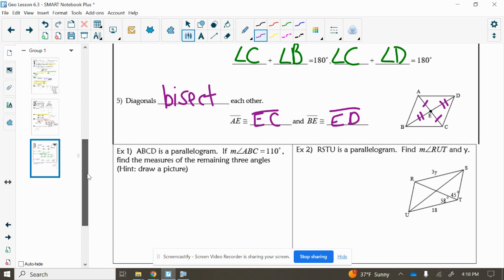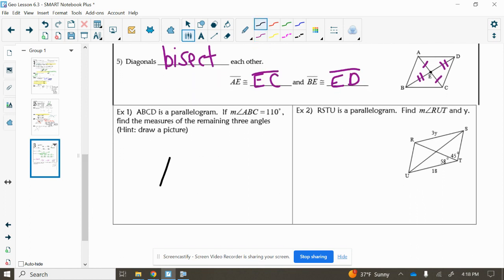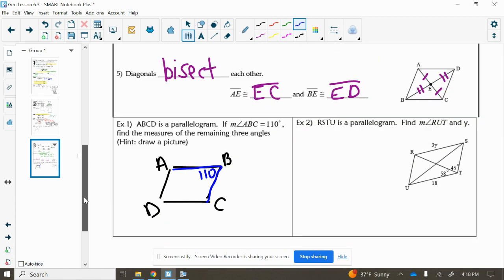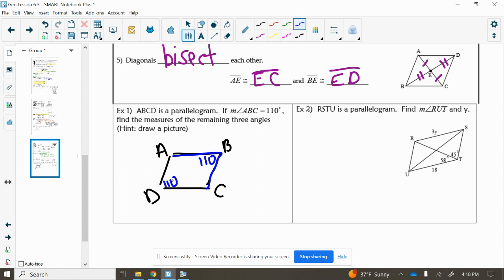Our final two examples. Now that we know about parallelograms, if we have a parallelogram ABCD and they tell you the measure of angle ABC is 110, if we look up at our list, we know that these two properties about angles can help us find the others. For instance, the opposite angle, angle D, would have to match and be 110. The other two angles then would be supplementary. 180 minus 110 would give us each of these as 70.